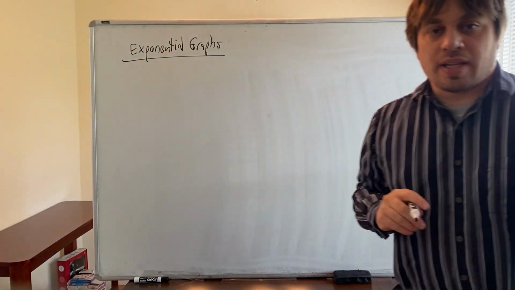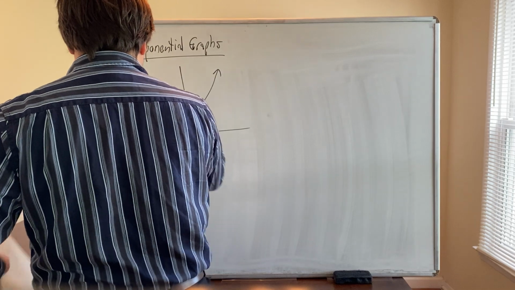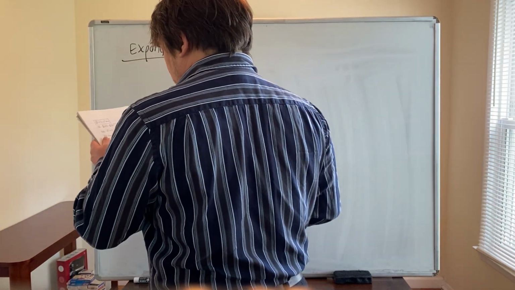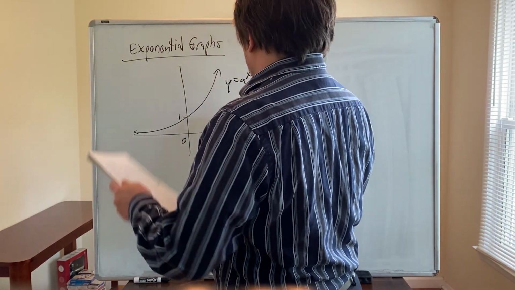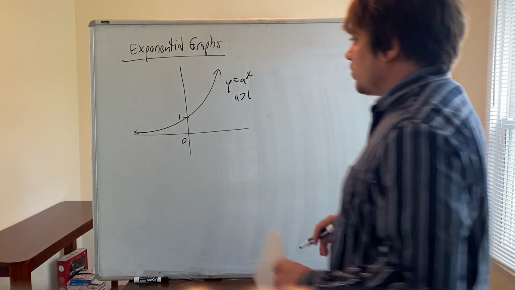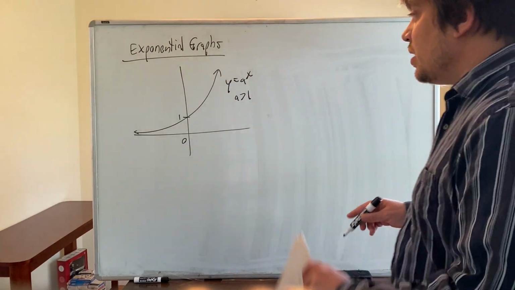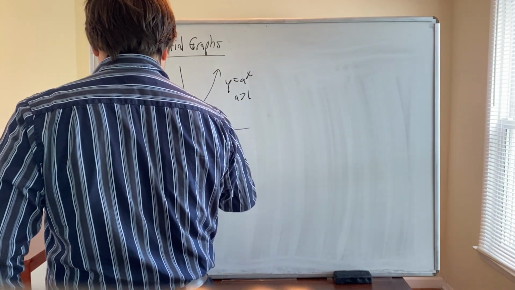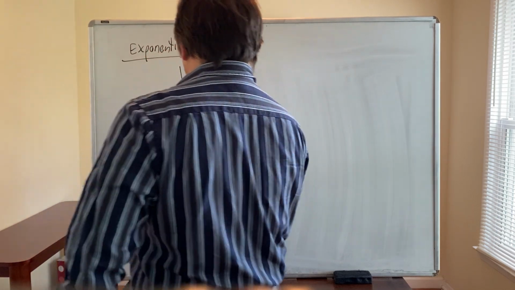Okay, so next is exponential graphs. So we have this type of exponential graph. This is (0, 1). So this is the graph of y equals a to the x, where a is greater than 1. Okay, it looks like that. The graph is concave up and increasing.